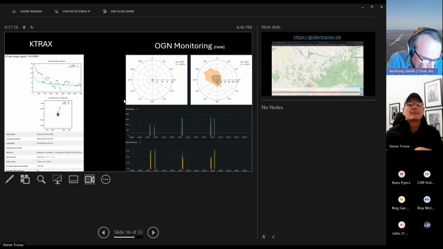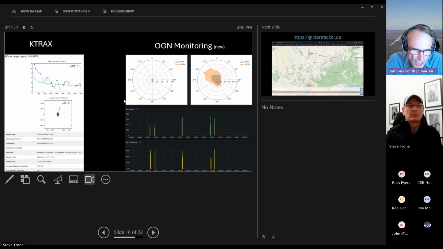Yeah, I picked this tug for a reason. It's obviously a tug. It only does flights within close proximity to the airfield. You can see on K-Tracks that it's got a very strong reception within very close range to the airfield. It's obviously doing a lot of flights in that area. There's a lot of good data there.